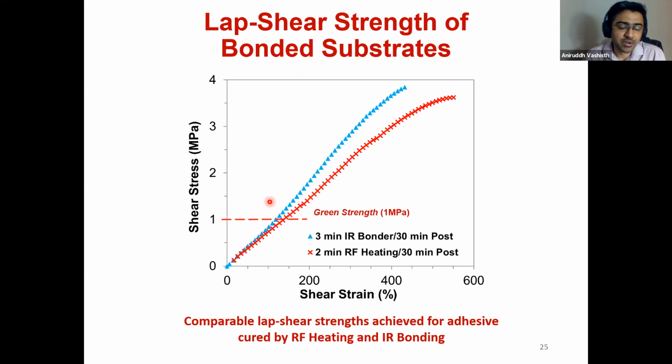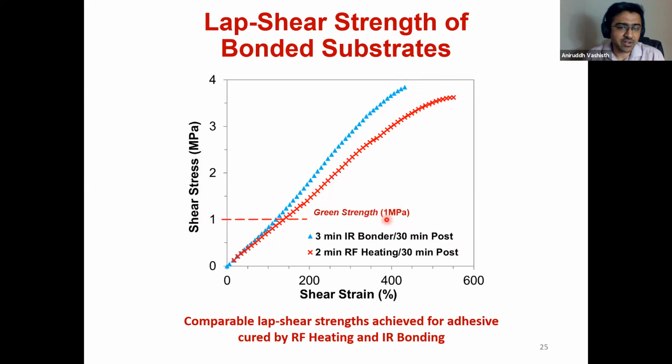Just to validate that we had a good bond using RF heating, we did Lap-Shear experiments. So here is the Lap-Shear, basically the shear stress versus strain curve for IR bonded, and here's the stress strain curve for the RF heating. The 30-minute post is basically the time between manufacturing the composite and finally testing the composite. The target green strength was 1 megapascal. And of course, both of these methods did much better than the target strength that we were looking at.